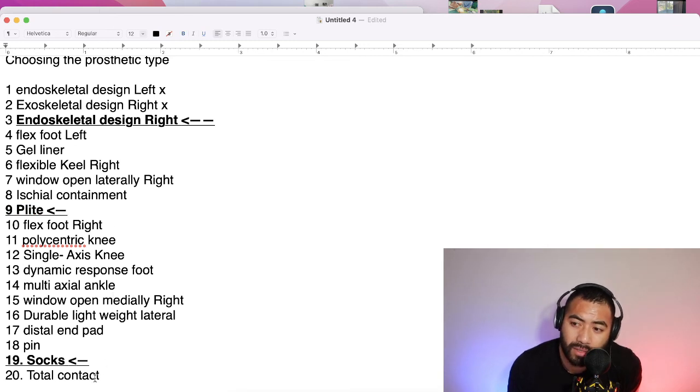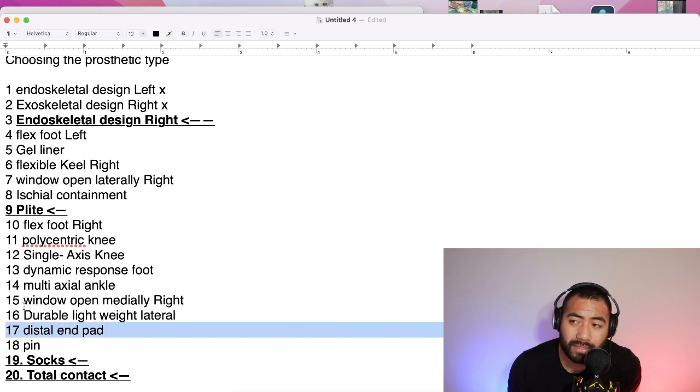And I want total contact. That's total contact, which is right here. And I'm going to go ahead and pick total contact as well, because that just makes sense, right? Because we're going from socks to P-light, but the whole device is contacting the patient. So total contact, super important. And the distal end pad. We just talked about distal end pads, and that's important if they're weight bearing distally.